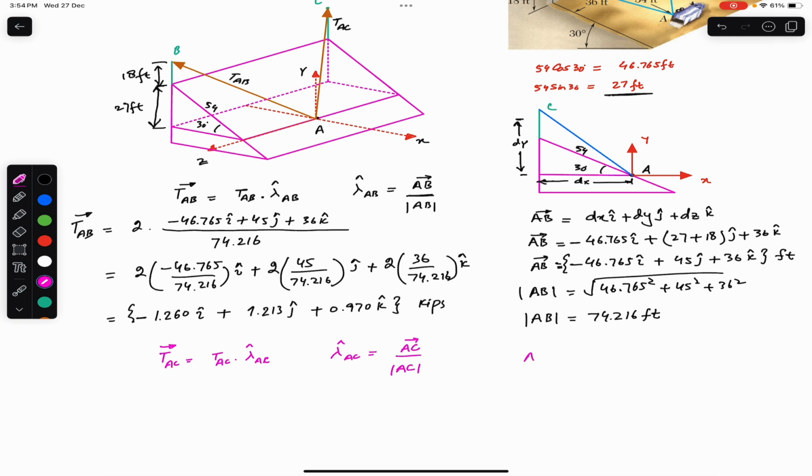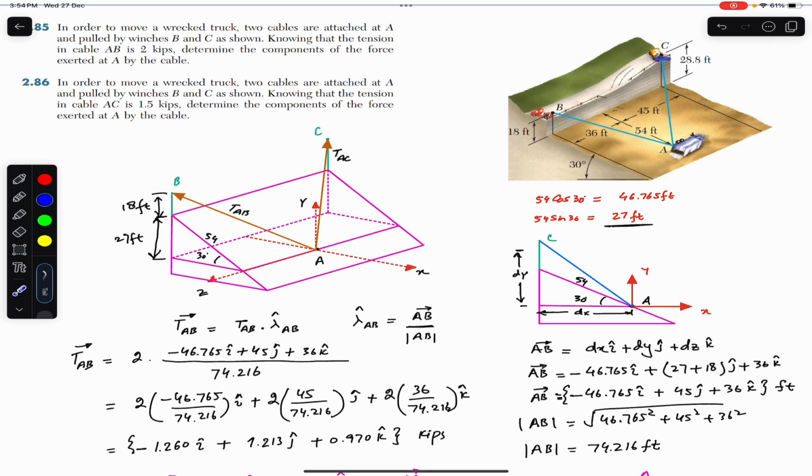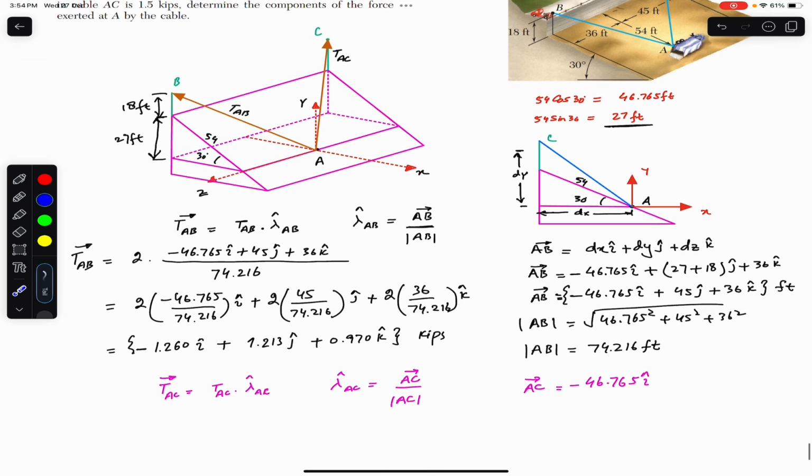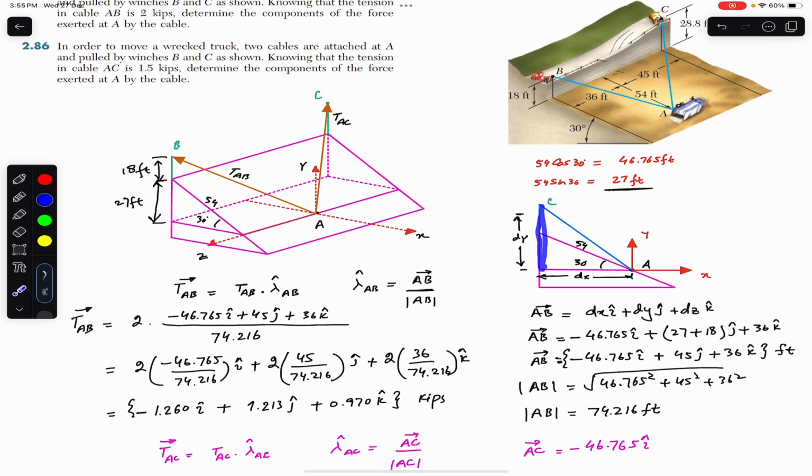So AC, dx is 46.765 i, and that is in the negative. We need to travel that distance since point C is away from point A in the negative i direction. This is our positive x. So point C is on this side, on the left side. So we need to travel this distance in the negative x. Similarly, the separation between point A and C in the y is again the same, this dy. So this distance is 27 feet. This triangle remains the same. So this is 27 feet.